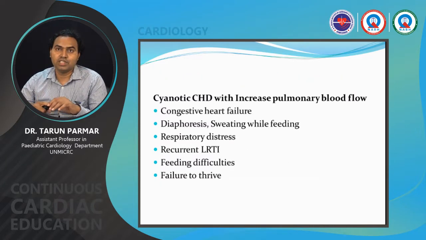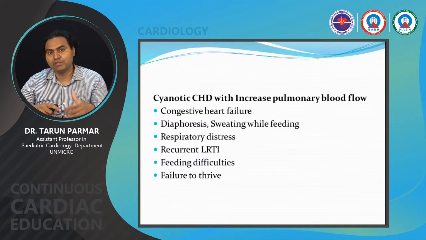And cyanotic CHD with increased pulmonary blood flow, these patients present the same way as acyanotic CHD with increased pulmonary blood flow, but they present early and have more severe symptoms during the first few days of life. So these are congestive heart failure, sweating while feeding, tachycardia, respiratory distress, increase in respiratory rate, recurrent lower respiratory infection, feeding difficulty, and failure to thrive. These are the most common presenting symptoms of cyanotic CHD with increased pulmonary blood flow.